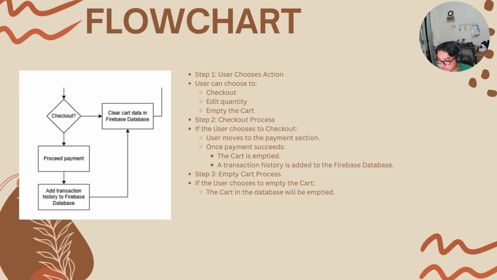This part shows the final process, which is the checkout of the cart. The user chooses to check out, edit the quantity or empty the cart in the web application. If the user chooses to check out, then the user will move to the payment section. Once the payment succeeds, the cart will be emptied and a transaction history will be added to the Firebase database. If the user chooses to empty the cart, the cart in the database will be emptied.